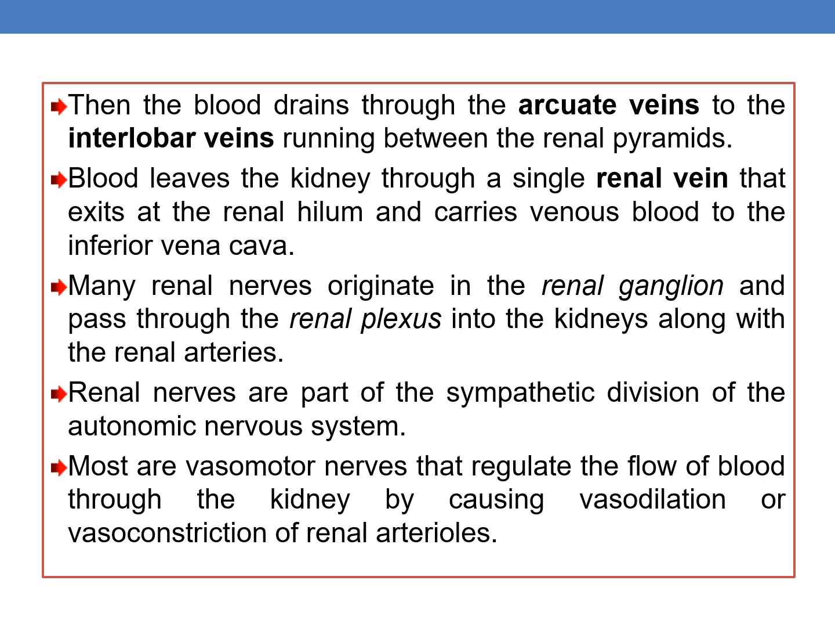Many renal nerves originate in the renal ganglion and pass through the renal plexus into the kidneys along the renal arteries. The renal nerves are a part of the sympathetic division of the autonomic nervous system. Most are vasomotor nerves that regulate the flow of blood through the kidneys by causing vasodilation or constriction of the renal arterioles.